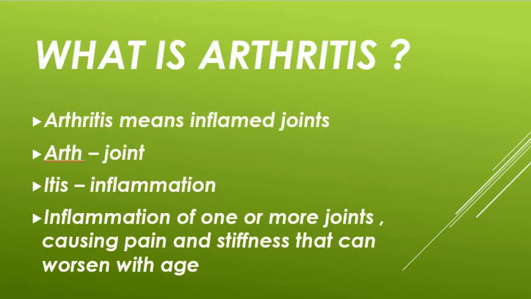Now, what's arthritis? The word arth means a joint and itis is for inflammation. So arthritis means inflamed joints. It can happen in one or more joints that causes pain and stiffness, which gets worsened with age.